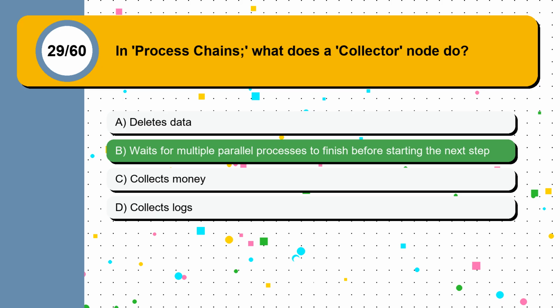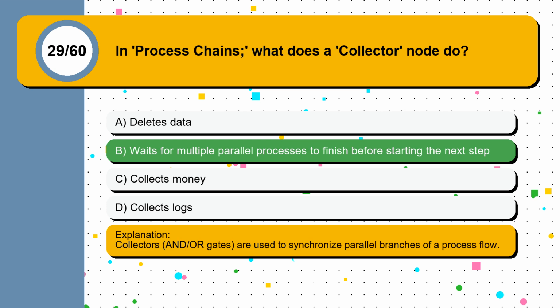The correct answer is option B, waits for multiple parallel processes to finish before starting the next step. Collectors and or gates are used to synchronize parallel branches of a process flow.